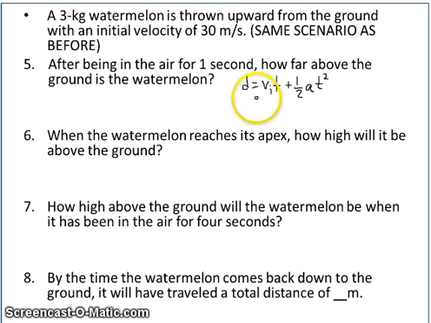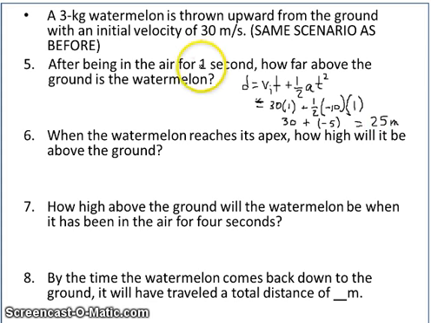Let's find the distance. It's equal to VI 30, time is 1, plus 1/2 negative 10. Don't forget the negative sign. T squared is 1 squared, so it's still 1. So 30 plus 1/2 times negative 10 is negative 5 times 1. 30 plus negative 5, 25. That means after 1 second of being thrown, if it started at 30 meters per second, it is going to be 25 meters above the ground.